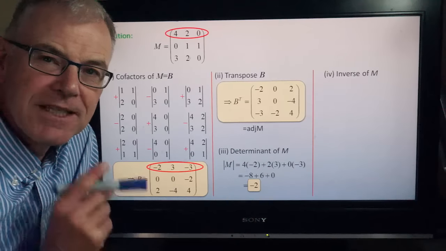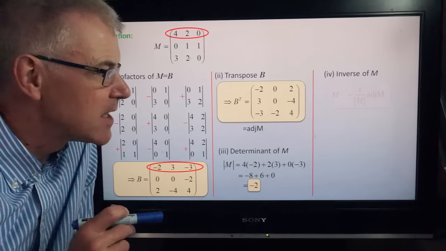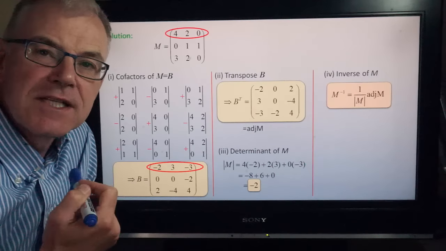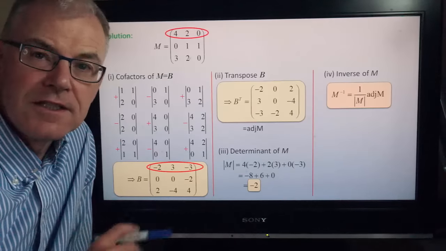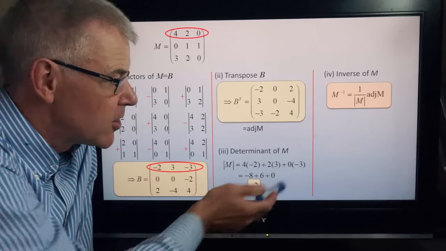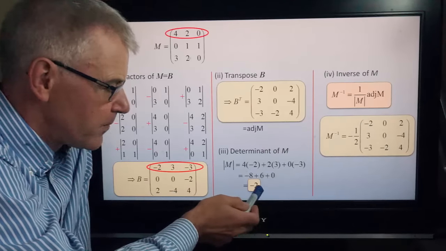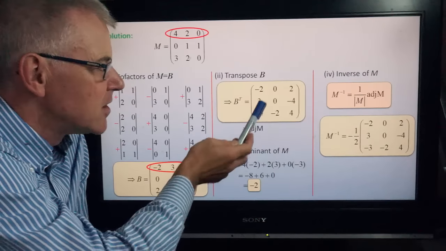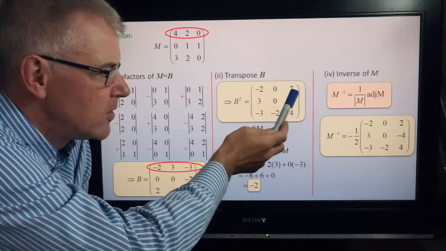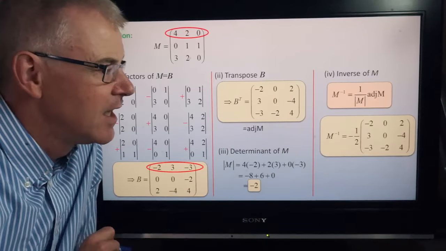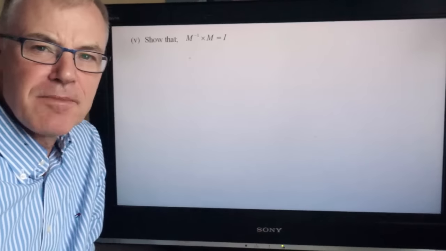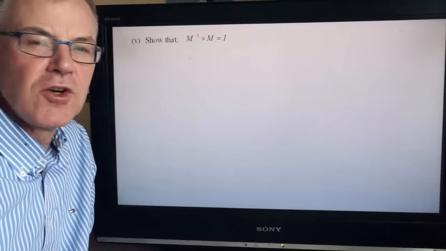And if you remember, by definition, the inverse of a matrix is defined as the adjoint of the matrix multiplied by 1 over the determinant. So we know the determinant is minus 2, so it's going to be minus 1 over 2 times the adjoint, which is the matrix minus 2, 3, 3, 0, 0, minus 2, 2, minus 4, 4. And that's the inverse.